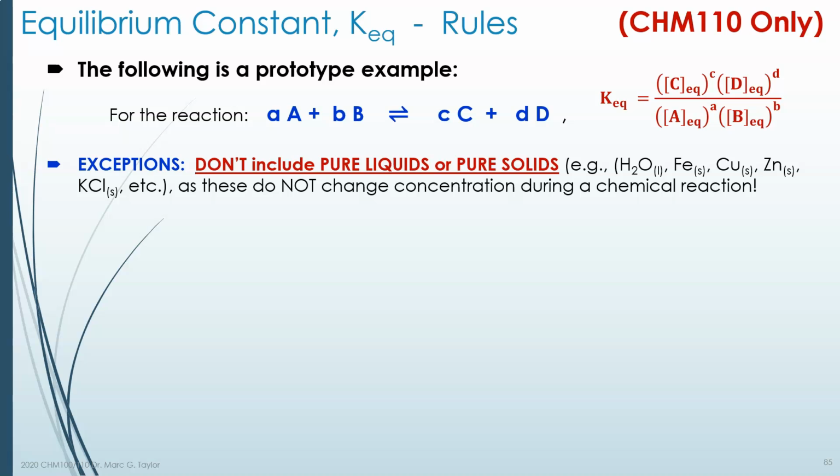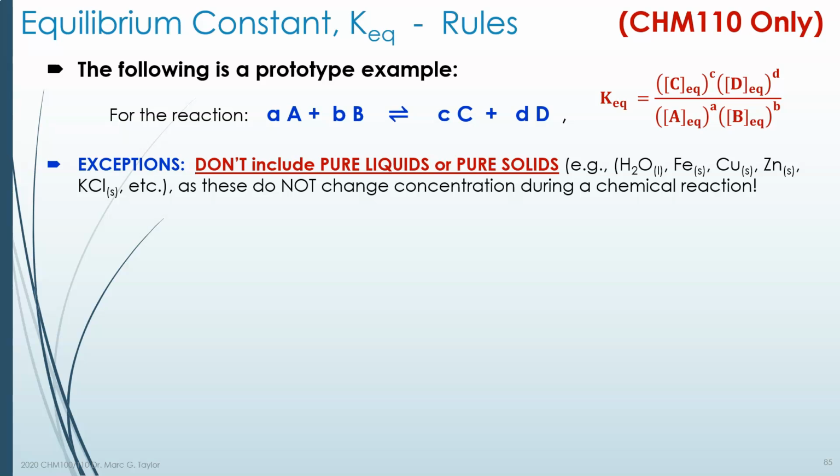If you had potassium chloride, KCl, and it was solid. I'm not talking about dissolved in water. That's not the same thing. If they are pure solids or pure liquids in the reaction, these don't change concentration during the chemical reaction. Now you might say, what do you mean they don't change concentration? They're being used up or they're being formed. Of course they change concentration.